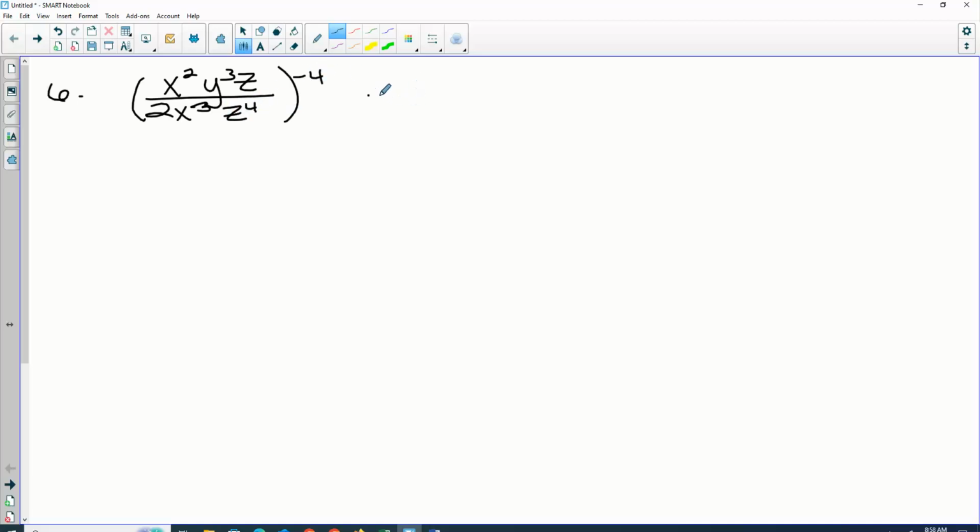So there's two places you can start. We can either deal with the -4 first, or we can work inside here and simplify first. It won't matter a bit. If I start on the inside, reducing my numbers, this is just a 1 and a 2, I can't reduce that, so it just stays 2. With my x's, what's bigger, 2 or -3? 2, so it's going to end on top. When you're dividing, you subtract exponents, so it's 2 minus -3. So give me x to the 5th.